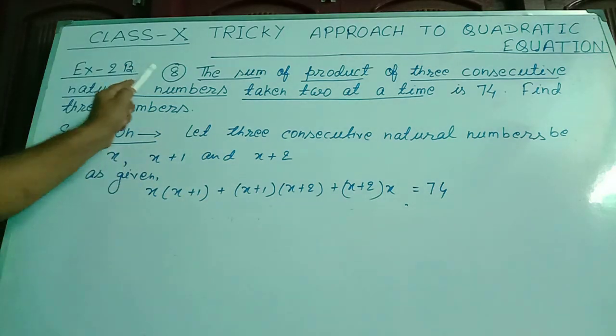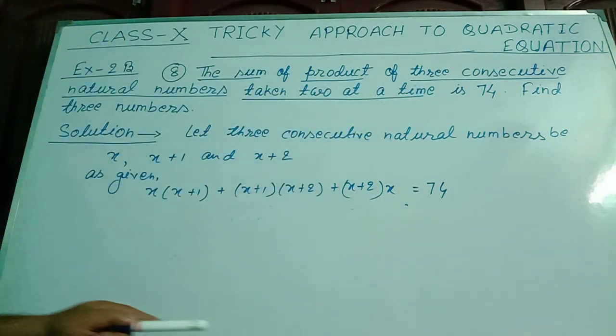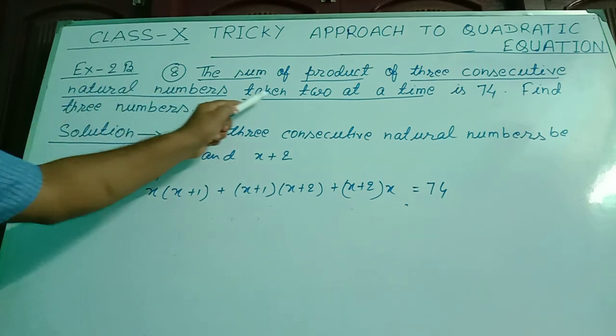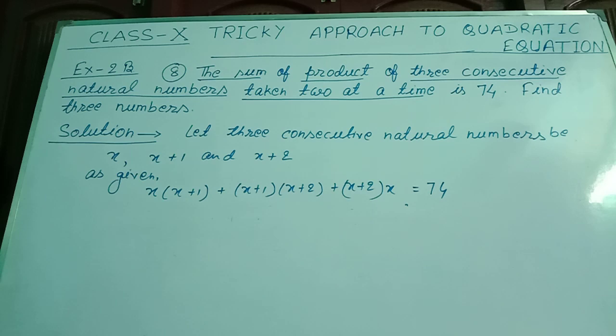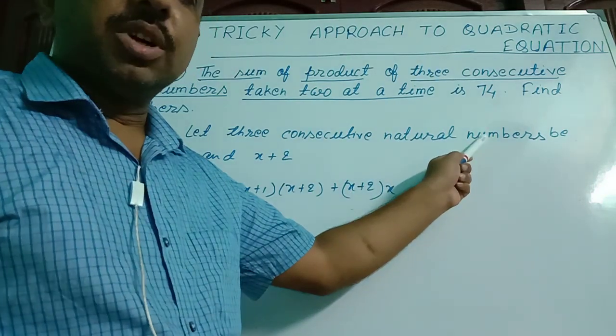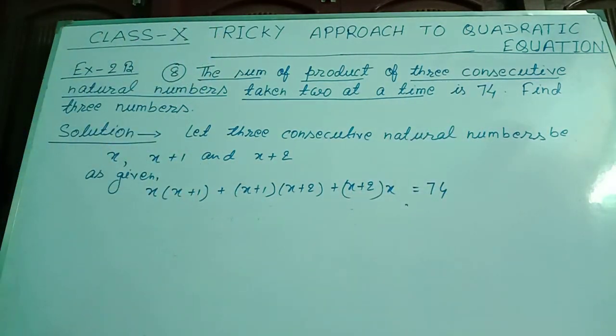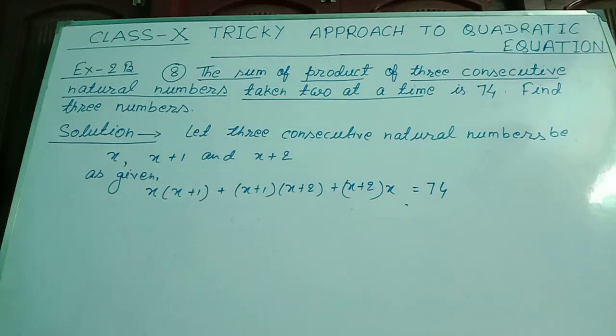Here in question number 8, the statement is: the sum of the products of three consecutive natural numbers taken two at a time is 74. Find the three numbers. Those numbers are consecutive natural numbers, so I considered the three consecutive natural numbers to be x, x plus 1 and x plus 2.